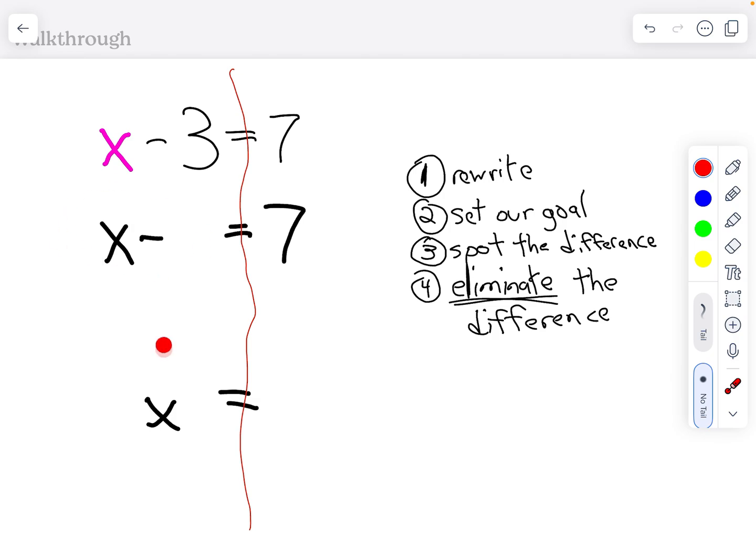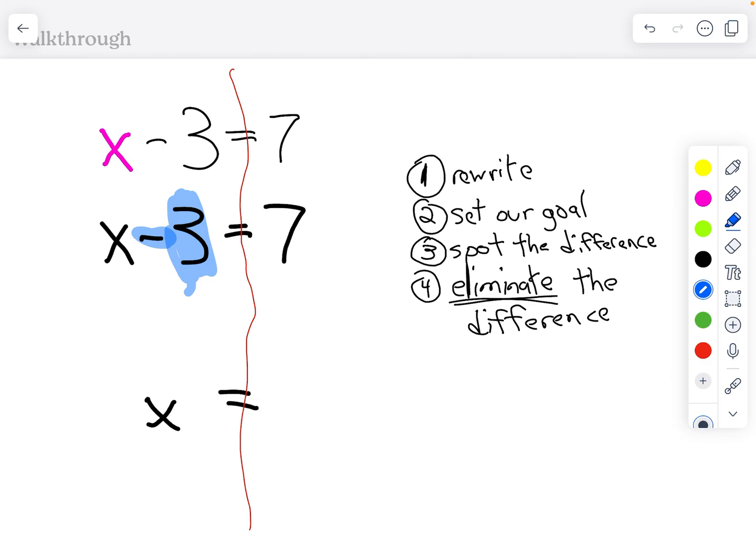Does this look exactly like this? Well, no, because we got to add something else. We, in fact, have to add that minus. So we've spotted the difference. That difference is the minus 3. If we get rid of that minus 3, we're going to be golden.